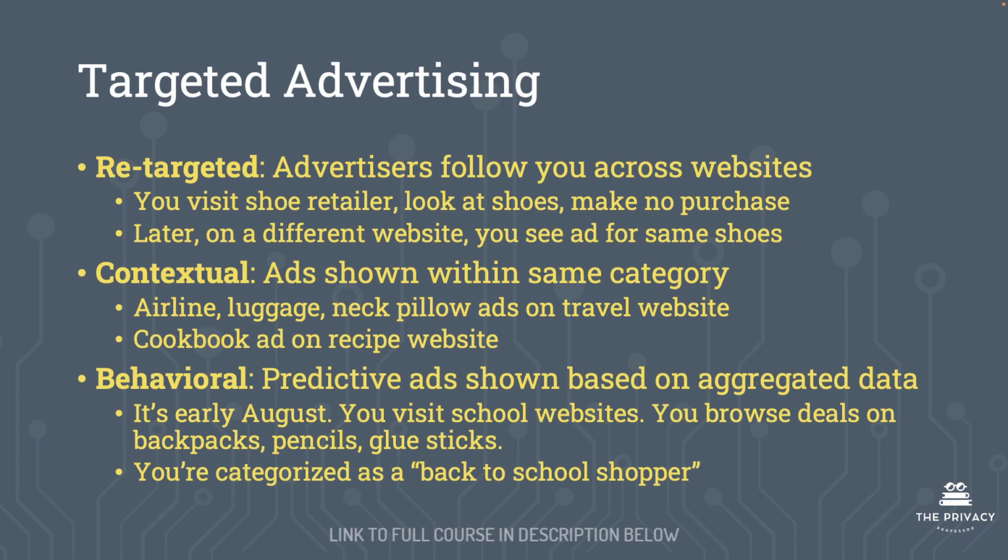Finally, there's behavioral advertising, and this is where predictive ads are shown based on aggregated data. The advertisers have been able to collect data on your online search history, on your behavior, perhaps based on social media. They've aggregated that data and they've made some predictions, and those predictions may place you in certain behavioral groups. One example, let's imagine that it's early August.